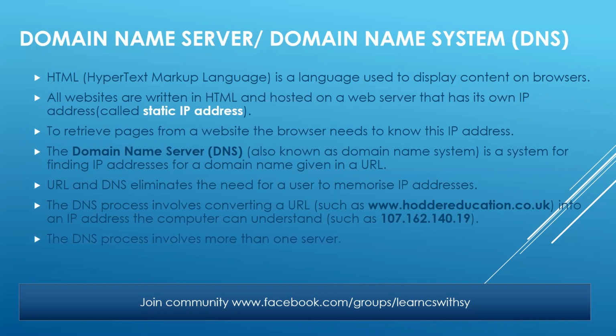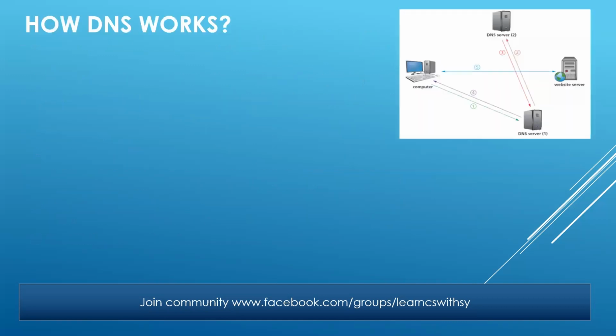Now, the DNS is going to involve more than one server. Let's learn how DNS works. The diagram, as you can see here, has a computer, a website server, and DNS servers 1 and 2, with arrows between them. The DNS server contains a database of URLs with the matching IP addresses. Every single URL that is present on the www has its matching IP address in the DNS servers.